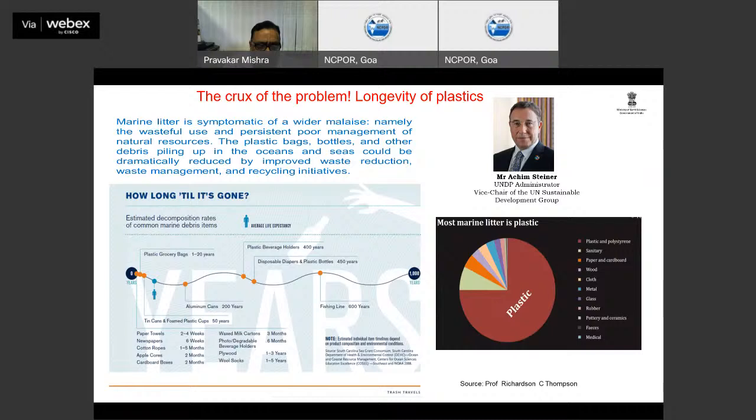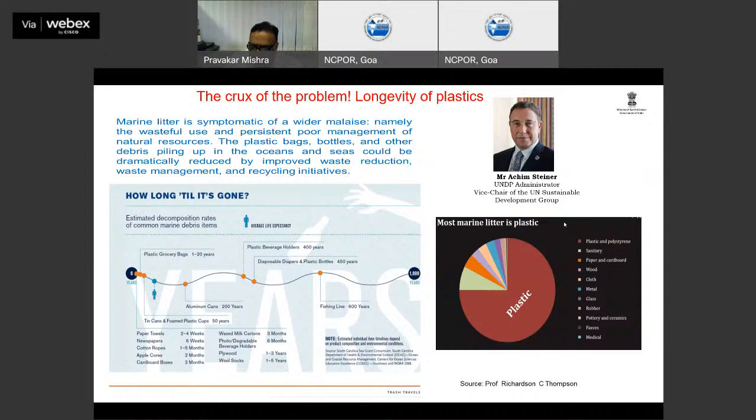Once we throw away a plastic bottle or a disposable diaper, it can remain in our environment for the next 450 years, and a fishing line can remain for 600 years. This data is available in a Trash Travels report, and it shows clearly that against the average life expectancy of a man, suppose 70 years, a plastic tin can last 50 years, an aluminium can 200 years, plastic beverage holders 400 years, and ultimately a fishing line 600 years in the environment. And when we are talking about marine litter, most of it is plastics.